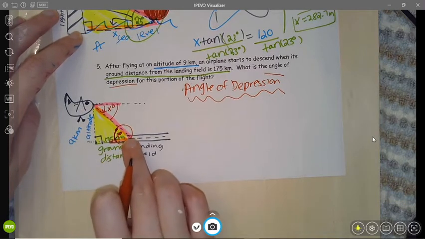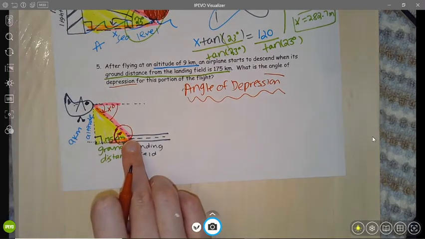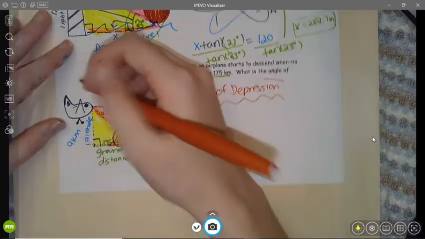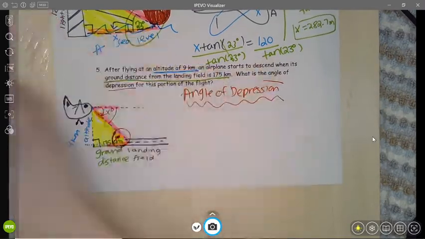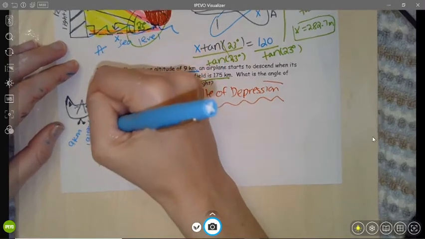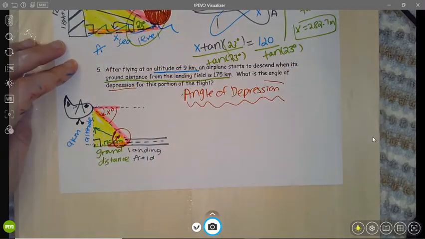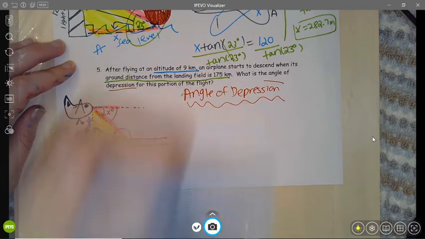Okay, so this is the angle that I'm starting from in my triangle. And from here, let's just solve. All right, so the 9 kilometers is the side of the triangle that's directly across from the angle I'm solving for, which means it is the opposite side.